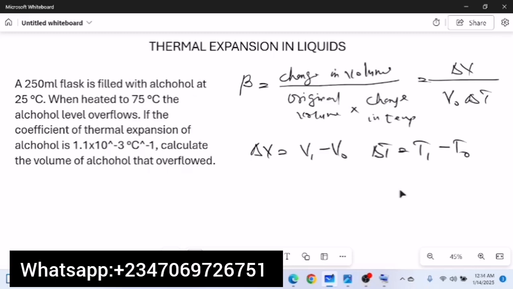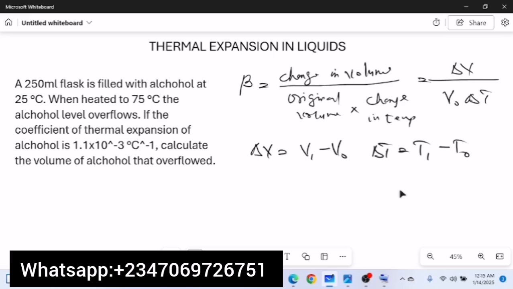Now let's consider this question to explain what we've learned so far. The question says a 250 ml flask is filled with alcohol at 25 degrees Celsius. When heated to 75 degrees Celsius, the alcohol overflows. If the coefficient of volume expansion of alcohol is 1.1 by 10 to the power of -3 per degree Celsius, calculate the volume of alcohol that overflowed.